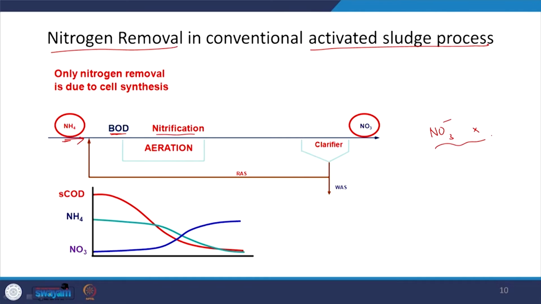So, here the key is to understand that this NO3- is formed when you have oxygen, and NO3- is removed to nitrogen when you have no oxygen, right. So, that is the key. So, you will have anoxic conditions and aerobic conditions. So, how do you do that?